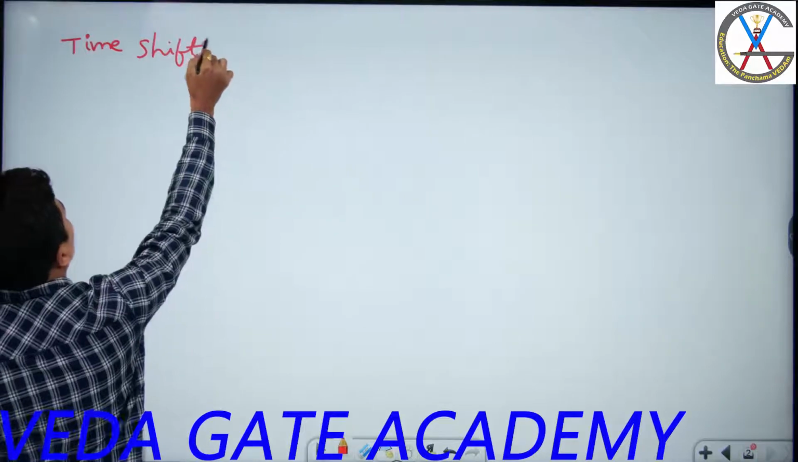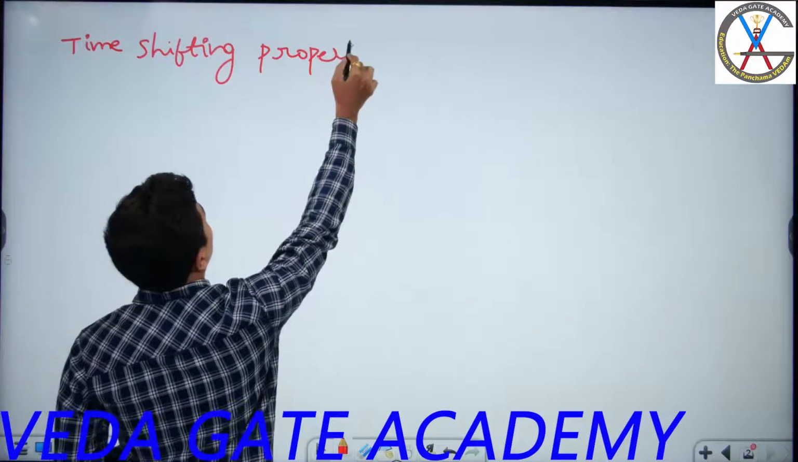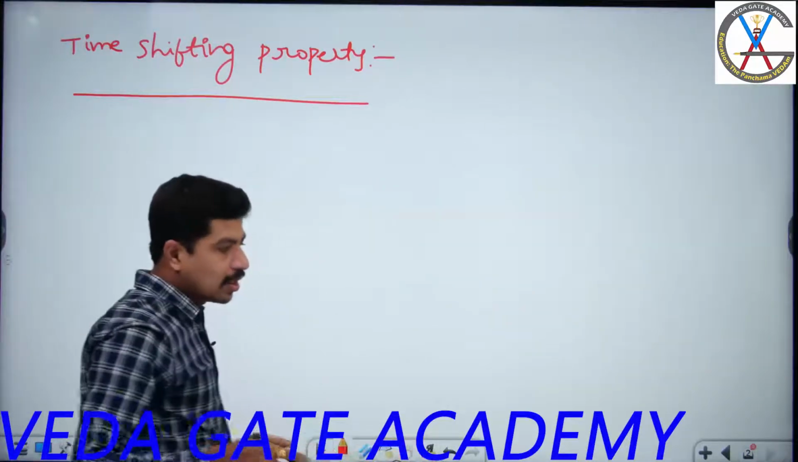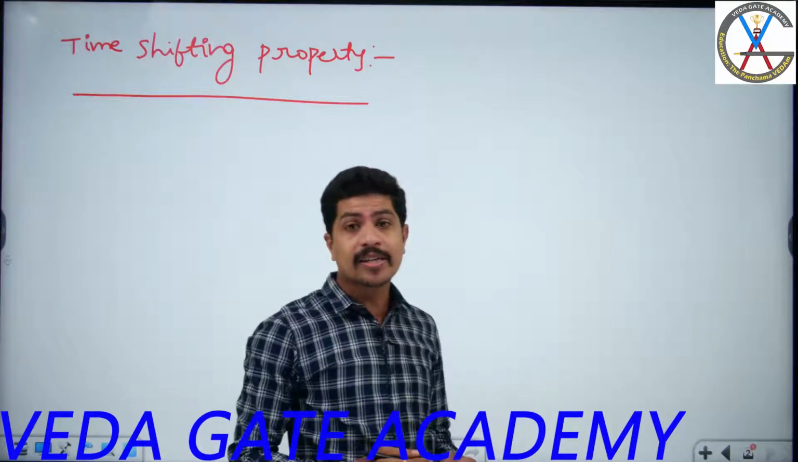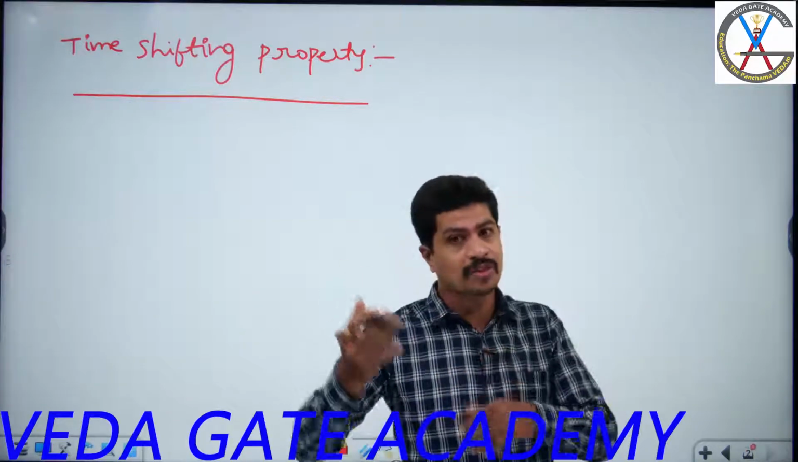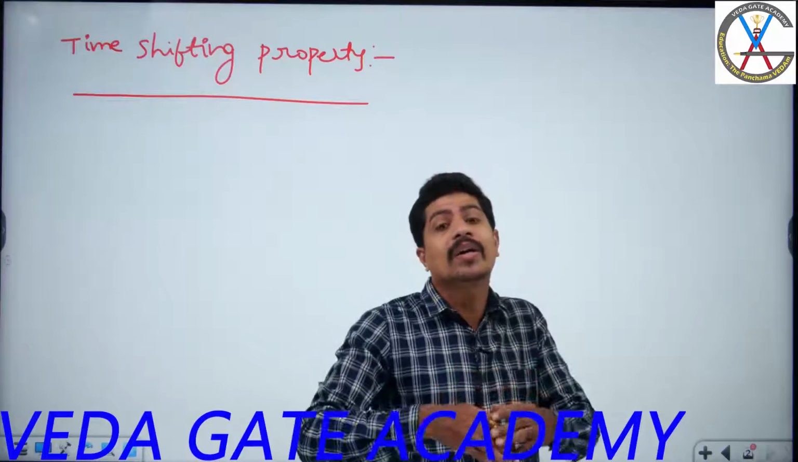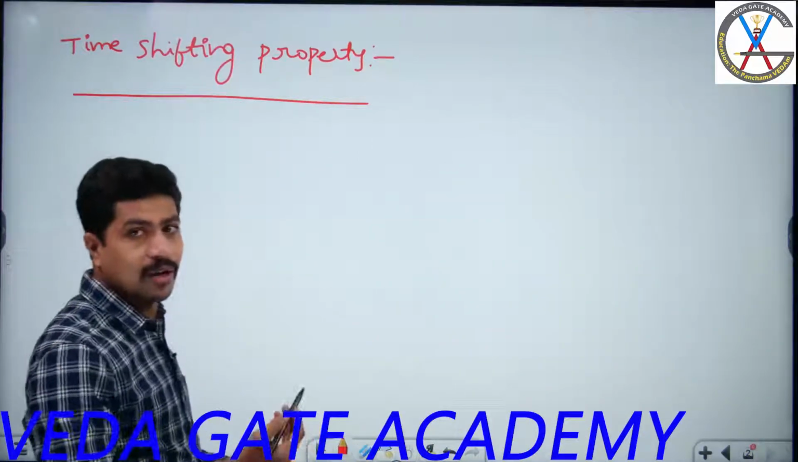In time domain, the signal is shifted. Very important property. We learned that in time domain, if the signal is multiplied with the exponential, then in frequency domain the signal will be shifted. That is frequency shifting. But if the signal in time domain is shifted, what are we going to get in frequency domain? Let's see.